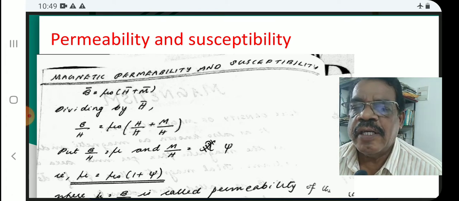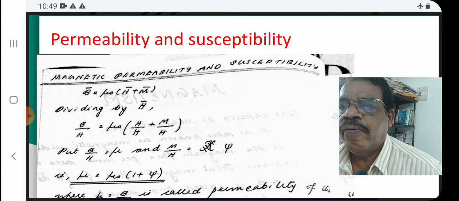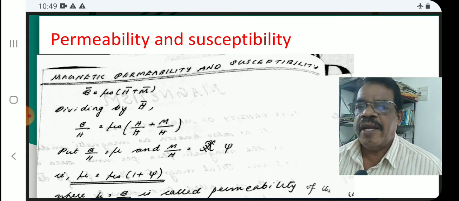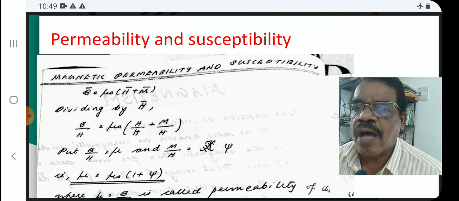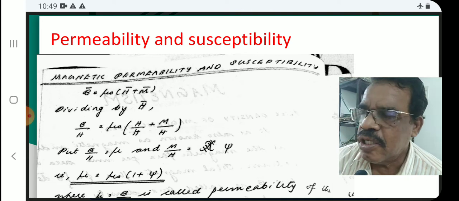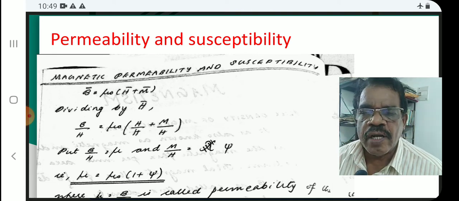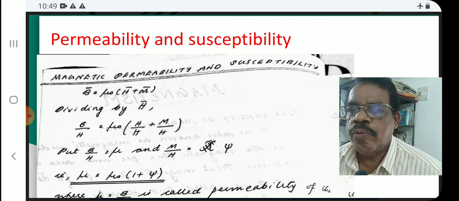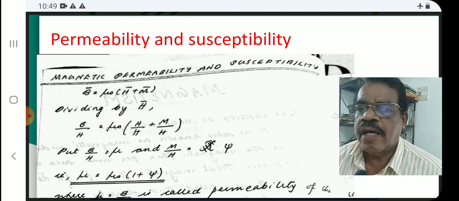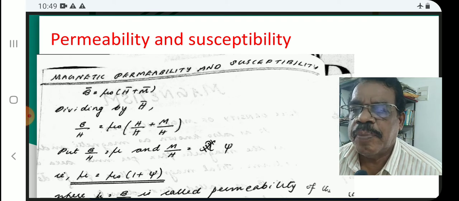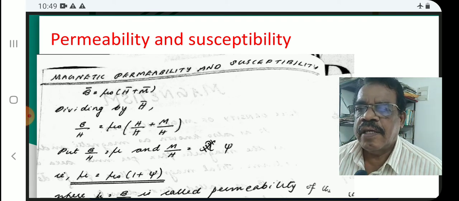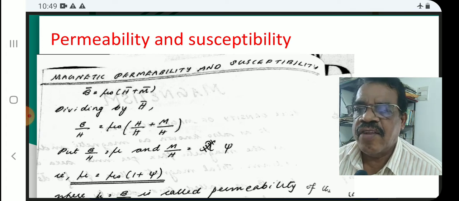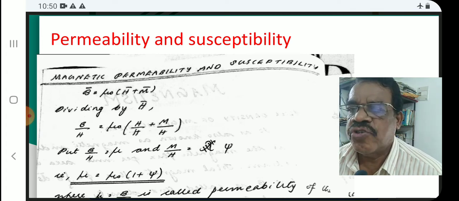Magnetic permeability and susceptibility. We know the relation connecting the three magnetic vectors: B is mu 0 into H plus I. You know, I is magnetization. It can also be written as M. If somebody writes capital M, there is no mistake. B is mu 0 into H plus M. H is the field, B is the magnetic flux density, and M is the magnetization.